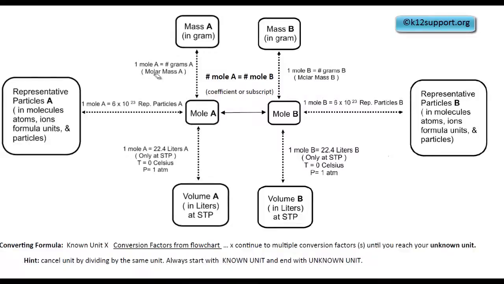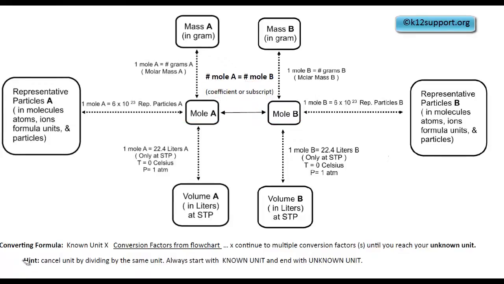This is a complete stoichiometry flowchart that lets you convert from moles of A to moles of chemical B. In this case, the conversion factor that lets you convert from moles of A to moles of B is the number of moles A equal to the number of moles B. The numbers are basically the coefficients from a balanced equation.